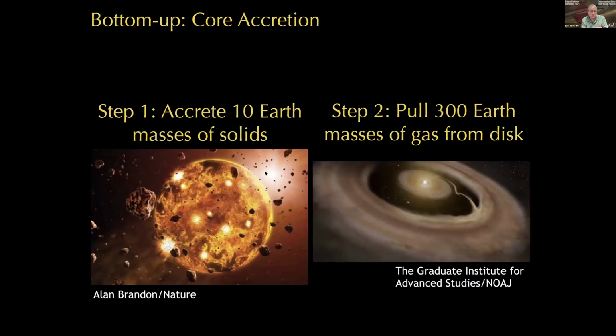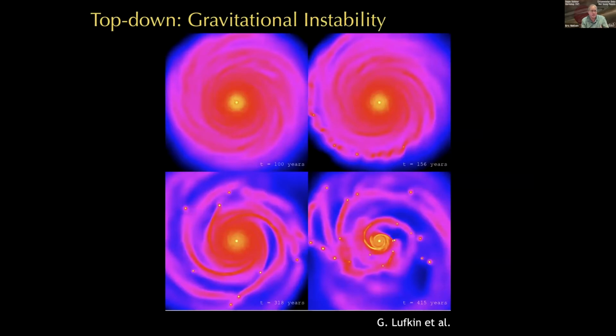As you've heard, there are sort of two paradigms for how giant planets come to be. One is this bottom-up process of core accretion that we heard about today: build up a several Earth mass core of solids, which then has enough gravity to accrete gas from the disk. Alternatively, there's this much faster top-down process of gravitational instability, where instabilities very rapidly grow in the disk to planet masses or even brown dwarf masses.